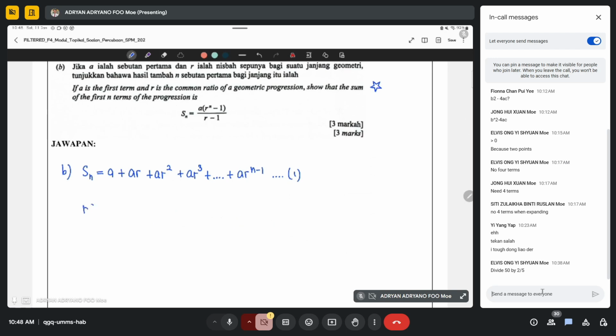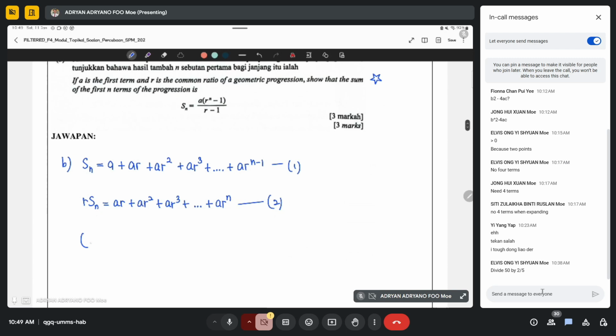Then we have another one. Let's say we put a ratio in front, so I have AR plus AR square plus AR cube plus dot dot dot plus AR power n. Here there is no n minus 1 anymore, because the r is in front. This is my second equation. So now when you have these two, you take the 2 minus 1. Then we get R Sn minus Sn equals to... How do we subtract? You see, AR cancels with AR, AR square cancels with AR square, AR cube with AR cube.